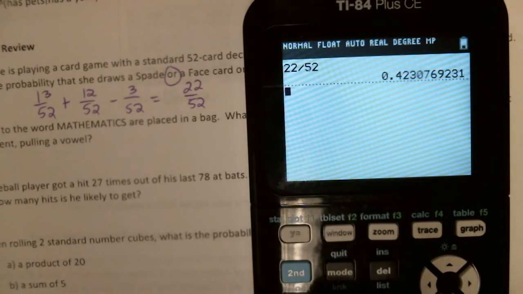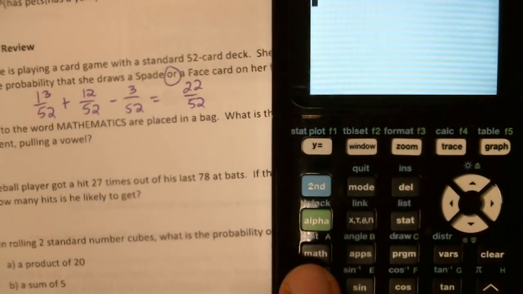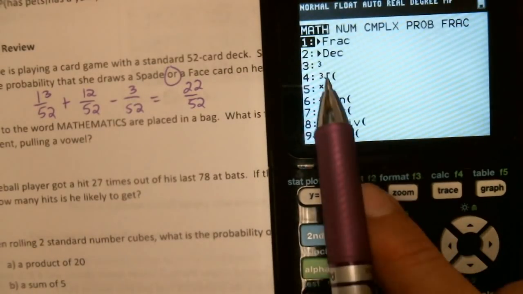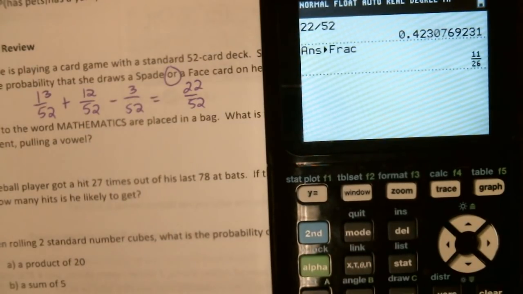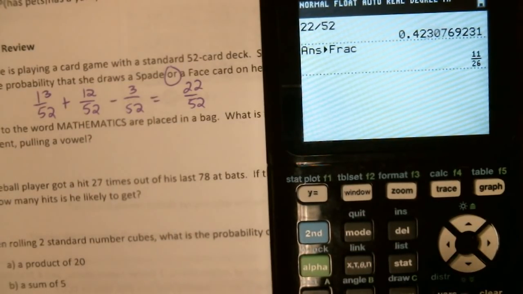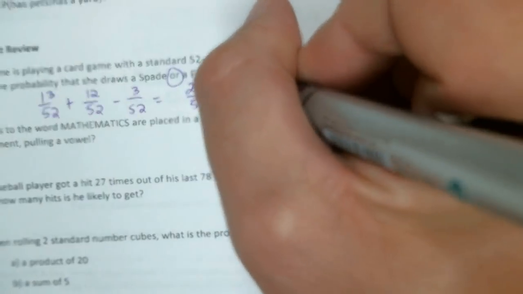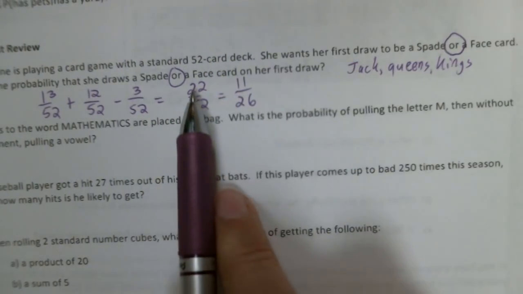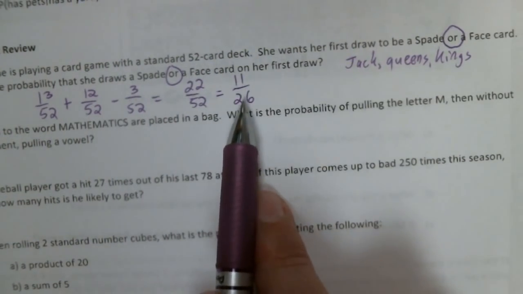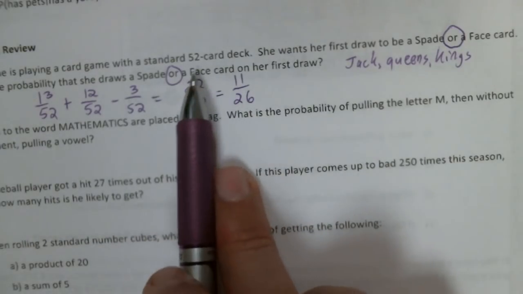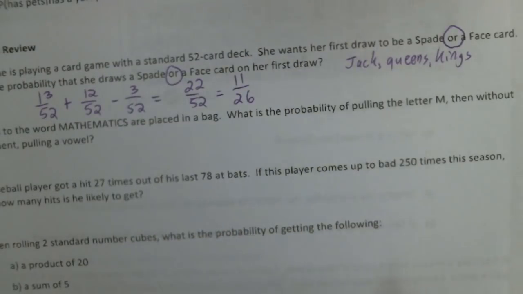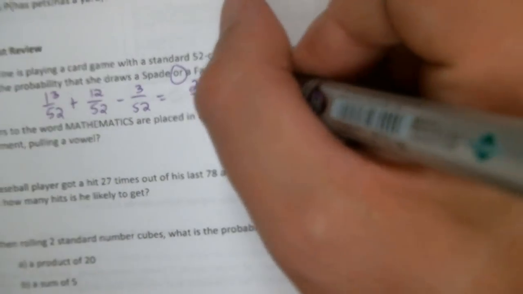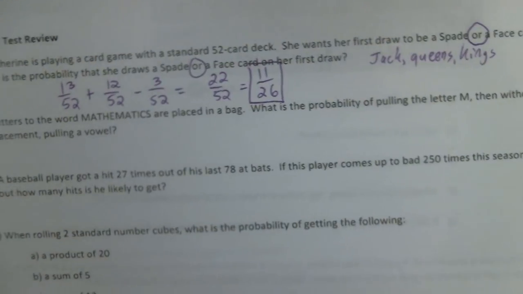If I want to convert it to a fraction, I press the math button right here where my finger is, math. You see option 1 is fraction, and I press enter twice. 1, 2, bam. And it simplifies my fraction for me. 11 out of 26. Now, obviously, most of you guys could look at this and just divide the top and bottom by 2. However, some of you guys that aren't comfortable with fractions and numbers and all that kind of stuff, let the calculator do the work so you don't make a mistake. All right, 11 out of 26 chance.